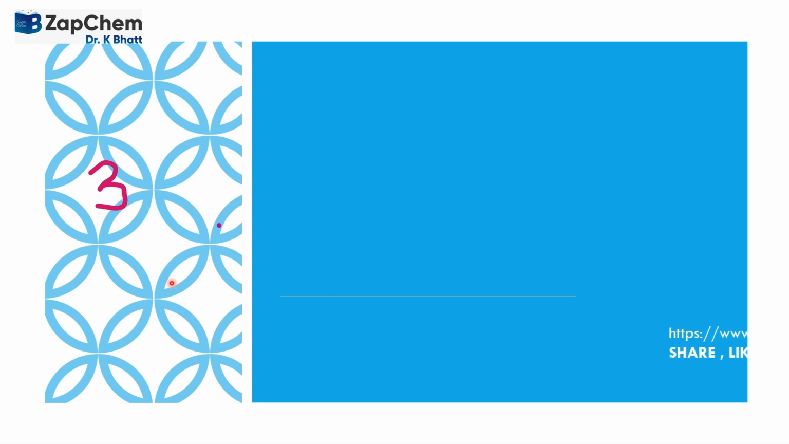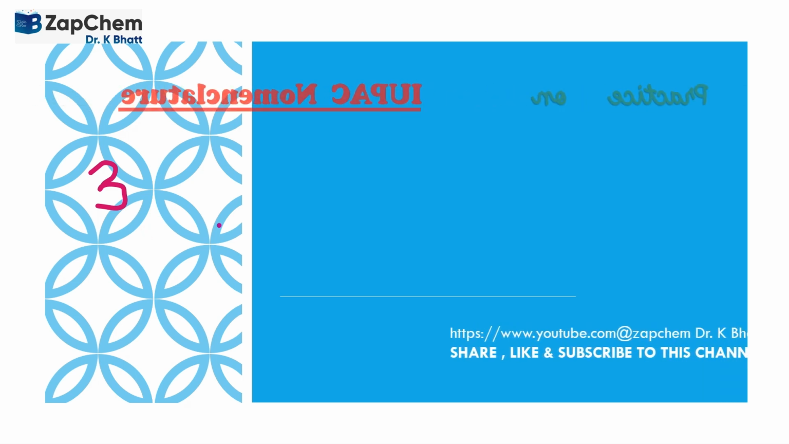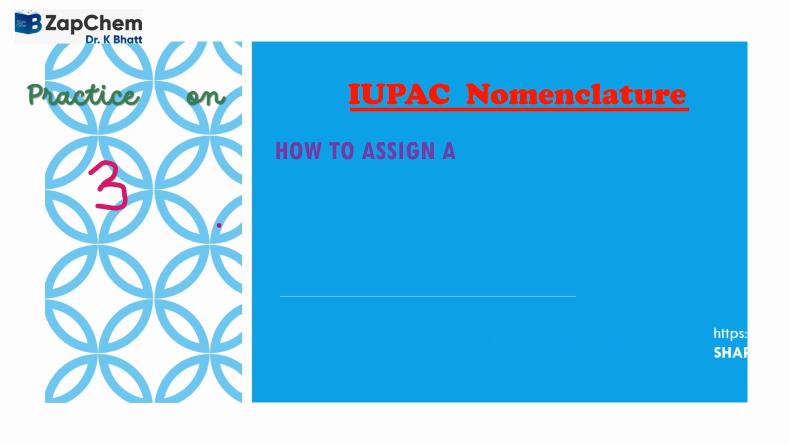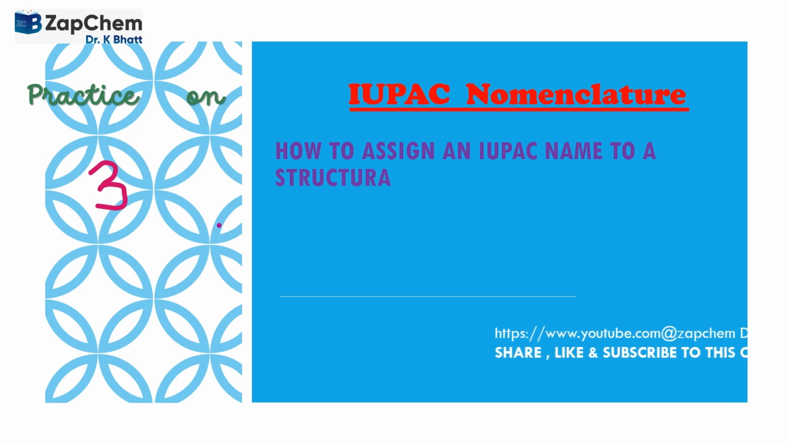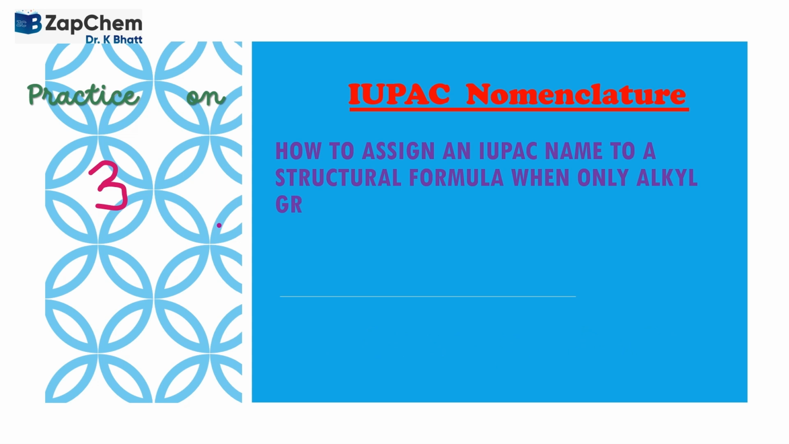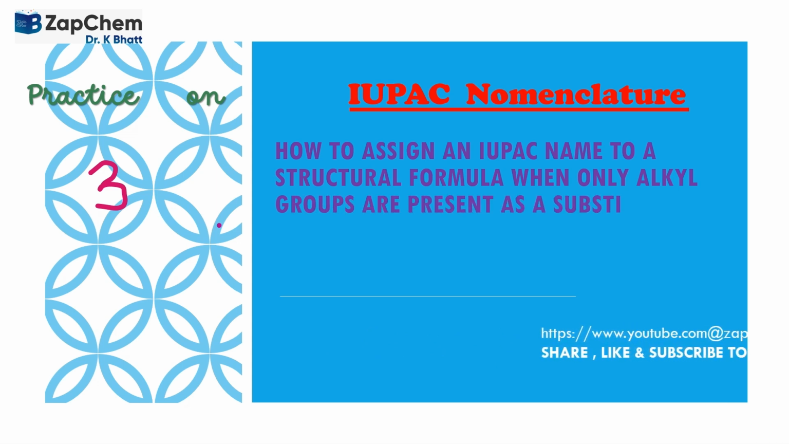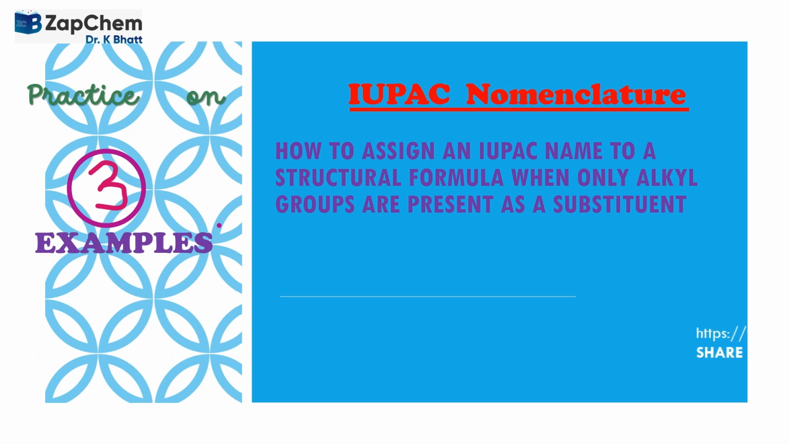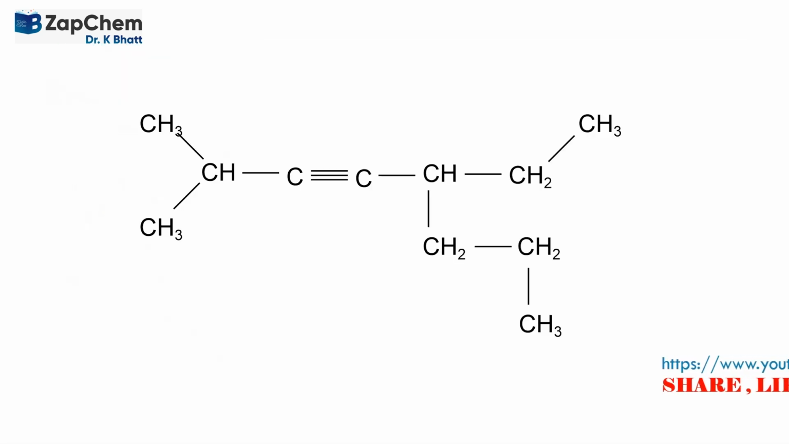We shall pick up 3 examples for practice on IUPAC nomenclature, and we shall learn how to assign an IUPAC name to a structure having only alkyl groups as a substituent. So here is our first example, represented here.